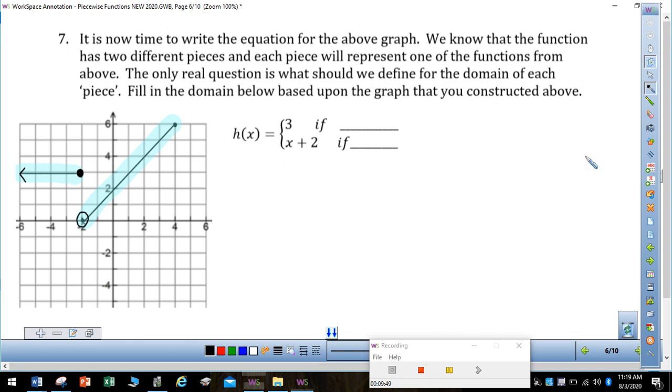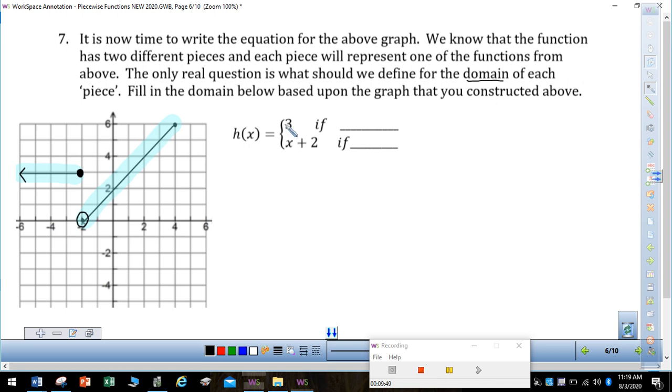Now it's time to write the equation for this graph. We know that the function has two different pieces, and each piece will represent one of the functions from above. The only real question is what we should define for the domain of each piece. Domain is what are the x values that that piece exists for. So we're going to fill in the domain based upon the graph that we just constructed.